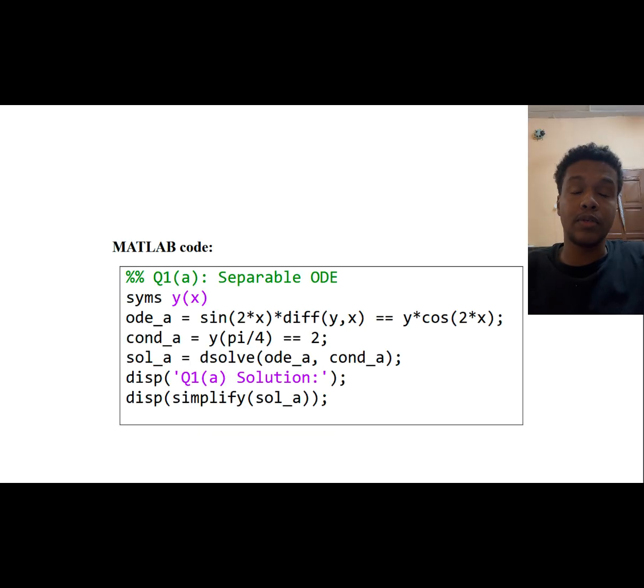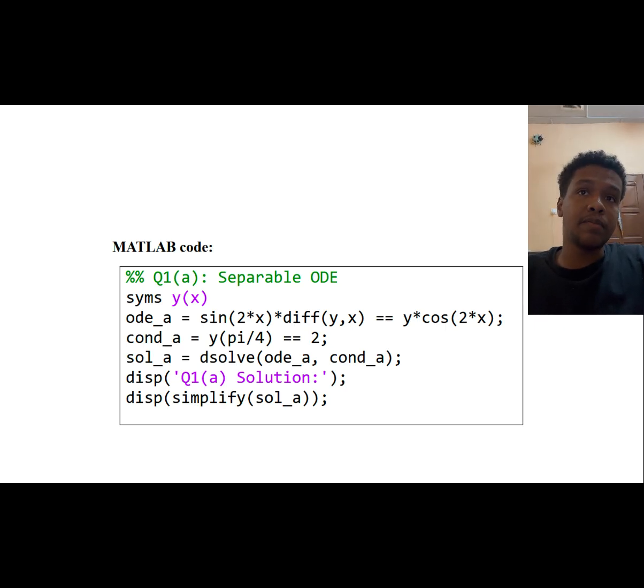Now with the MATLAB code for question number 1, starting with syms y(x). This command has two things to do: it declares x as a symbolic variable, and it also declares y as a symbolic function of x, meaning that we can use y as a function of x. After that, we will define a variable with the name ode, and we will put our equation, and you can see that sine 2x times diff(y,x). diff(y,x) is the equivalent of dy over dx.